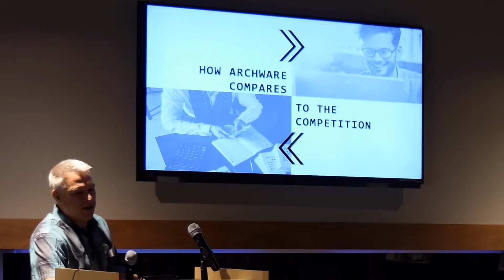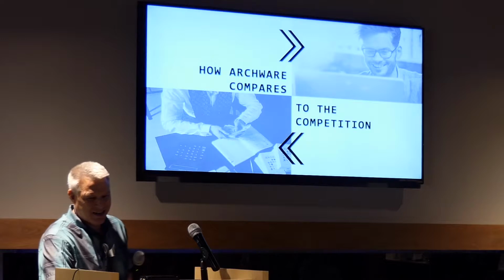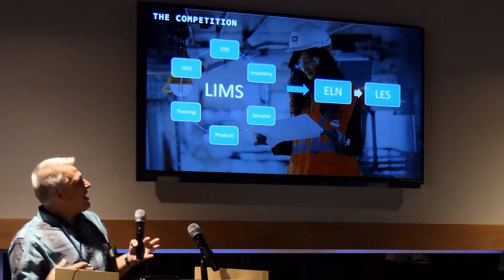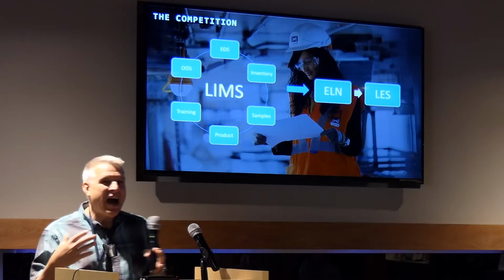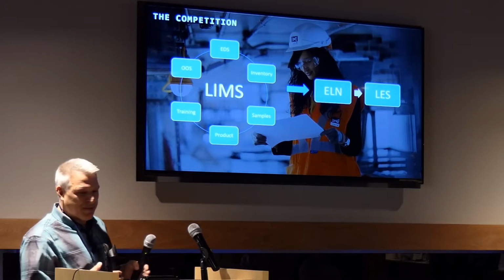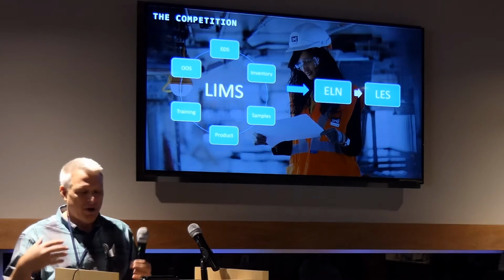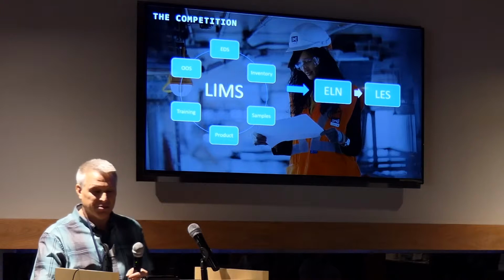So, how does Archware compare to the competition? It's complicated, but let me try to explain. There's a thing out there called Laboratory Information Management Systems. It's like 5,000 independent programs: document control, out of specification, inventory and product management, and on and on. All these different things to help you manage your quality systems.